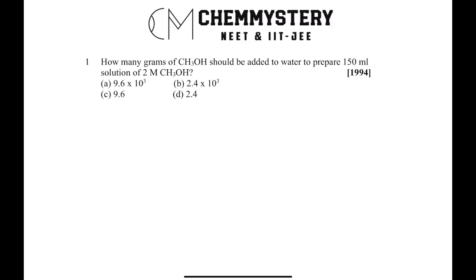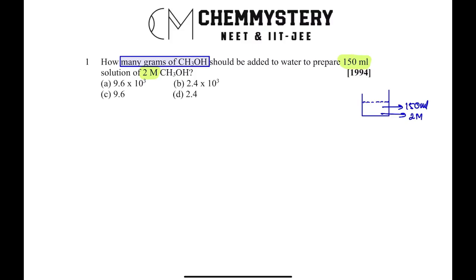Let's start. How many grams of CH3OH should be added to water to prepare 150 ml solution of 2 molarity CH3OH? So finally, what they are asking in the question: you have to prepare a solution. That solution's volume should be 150 ml and the molarity of the solution should be 2 M.